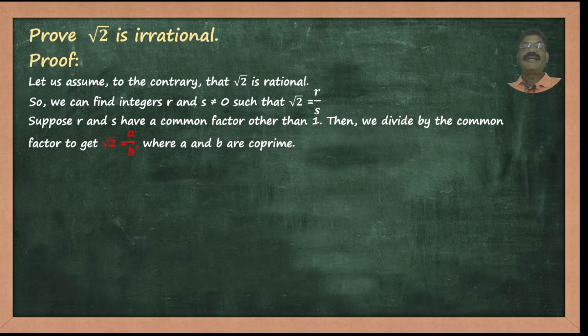Suppose r and s have a common factor other than 1. Then we divide by the common factor to get root 2 is equal to a by b, where a and b are co-prime. Co-prime means their common divisor is only 1.